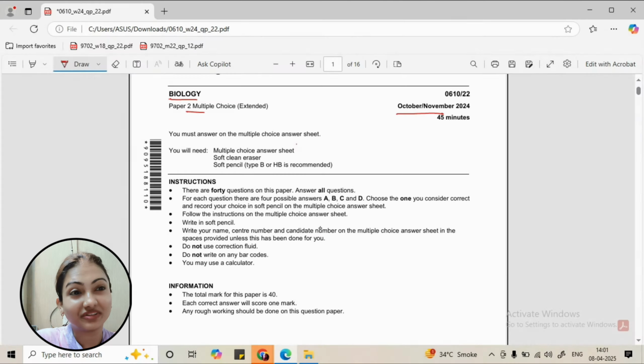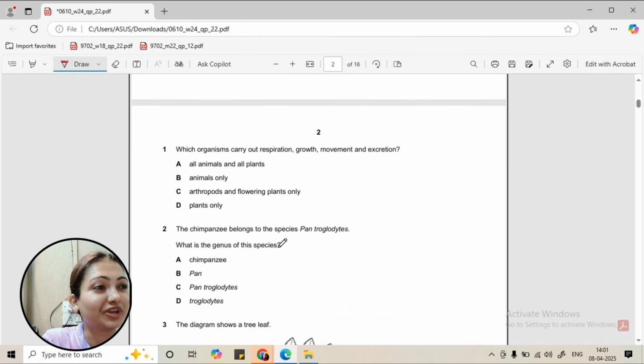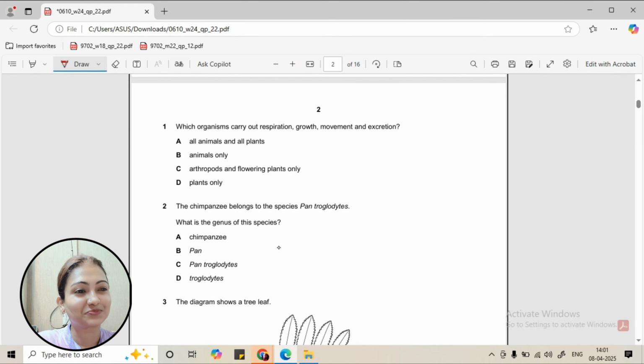So let's start solving the paper for Biology, Paper 2, October-November 2024, 061022. Okay, let's come to the very first question. Which organism carry out respiration, growth, movement and excretion? Well, these are the 7 characteristics. Out of that, the 4 characteristics are given to us. And the 4 options, and we have to figure out which all the organisms follow that.